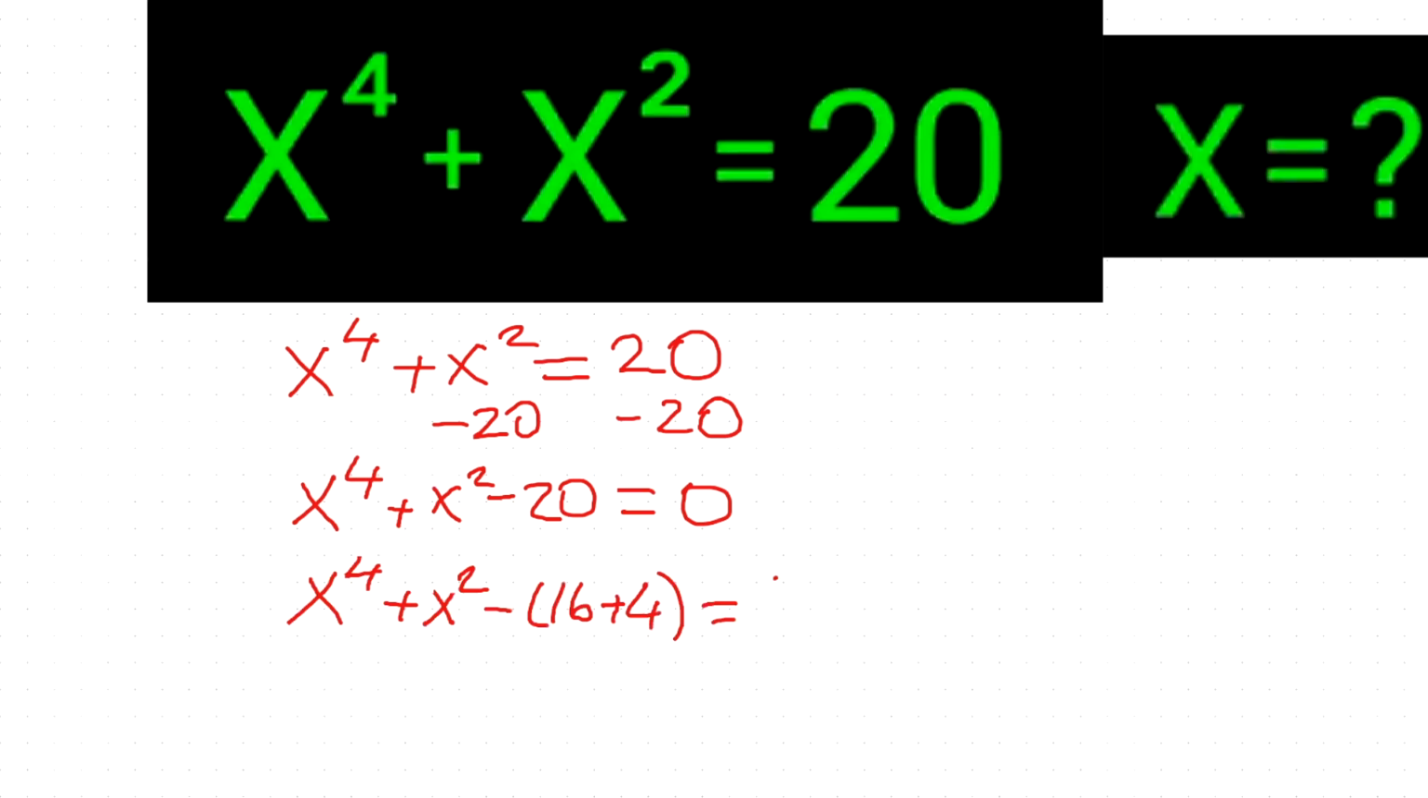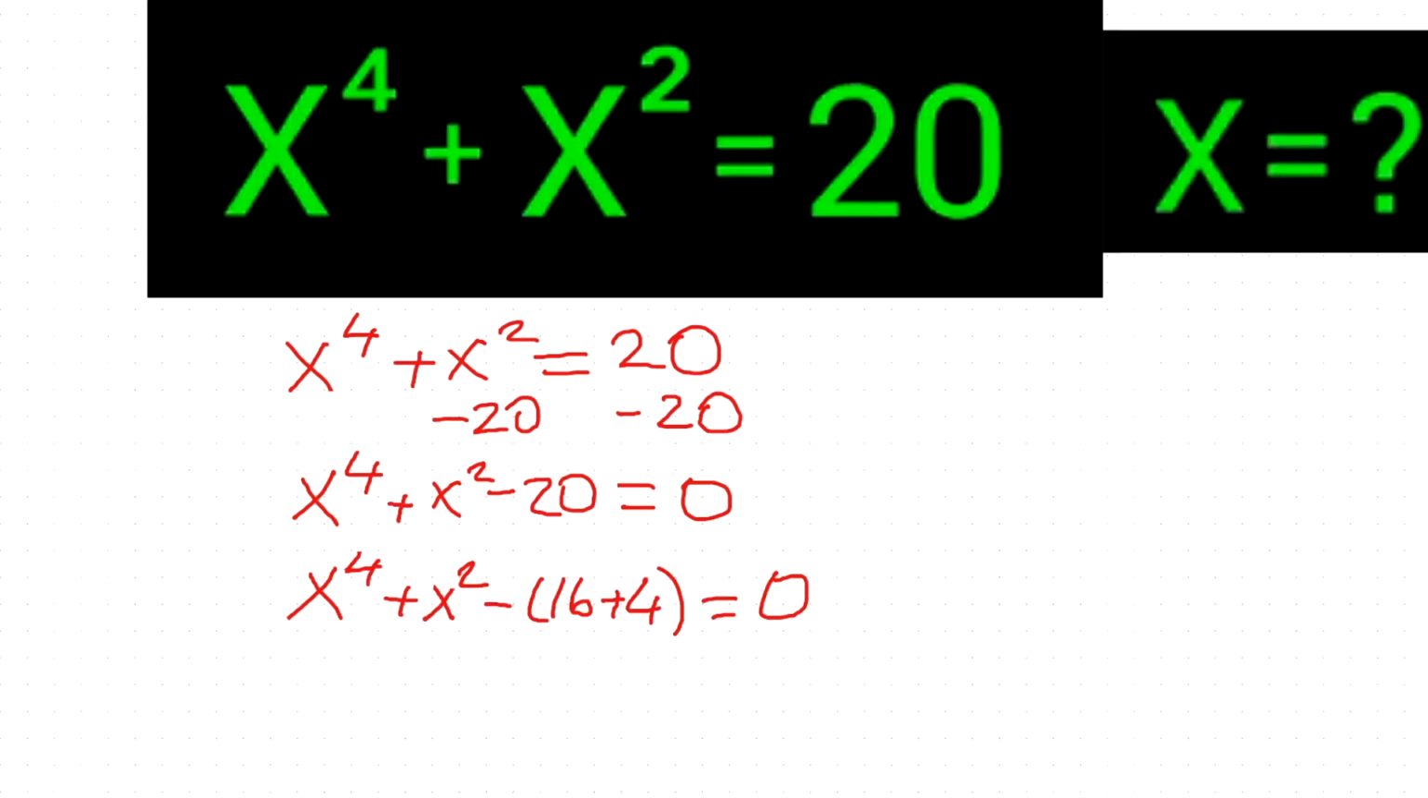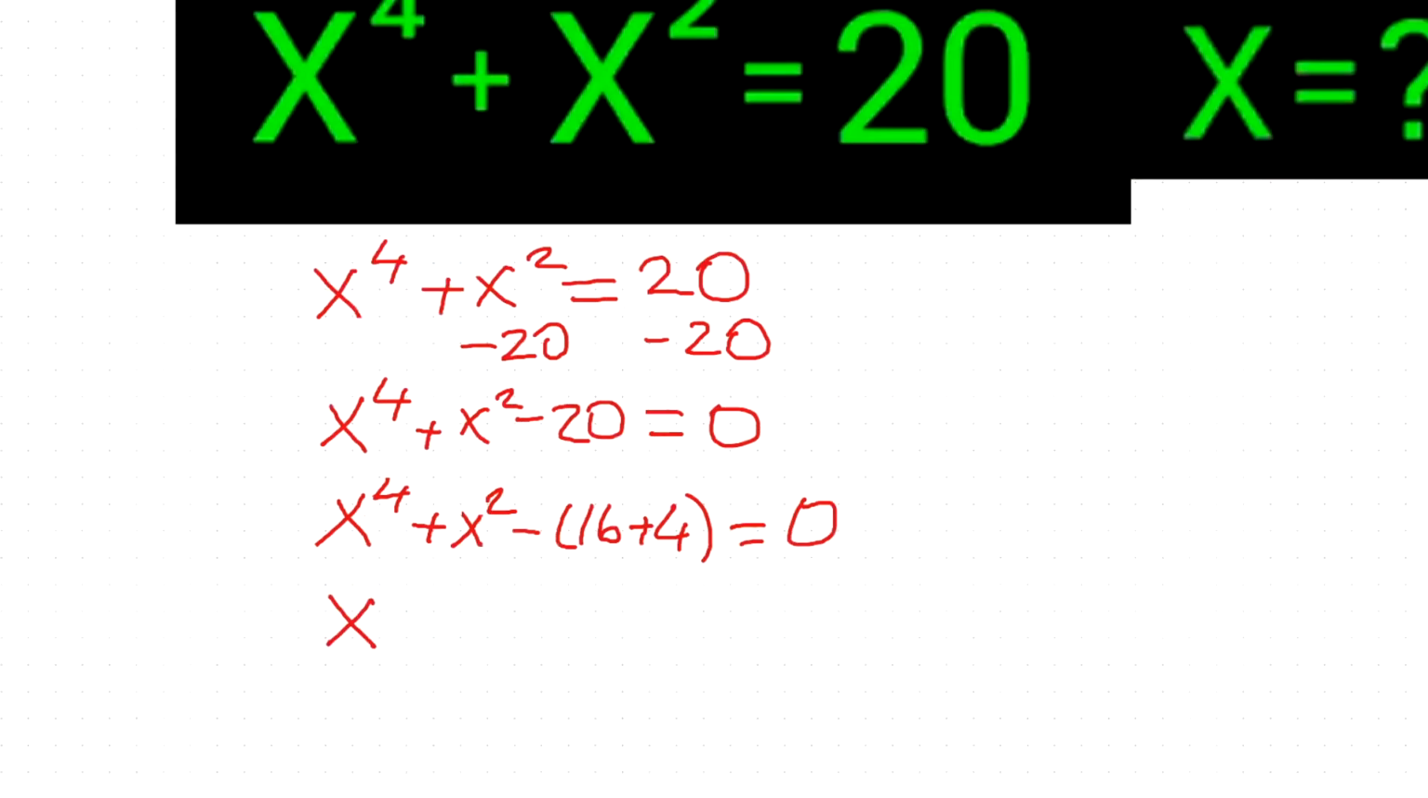So when we come down to here, we're going to regroup the numbers. This is going to be x to the power of 4 minus 16. Let's put 16 next to the x to the power of 4, and plus x squared. When you distribute this negative sign into the parentheses, it's going to become a negative 4, not a positive 4. Please be careful with that.